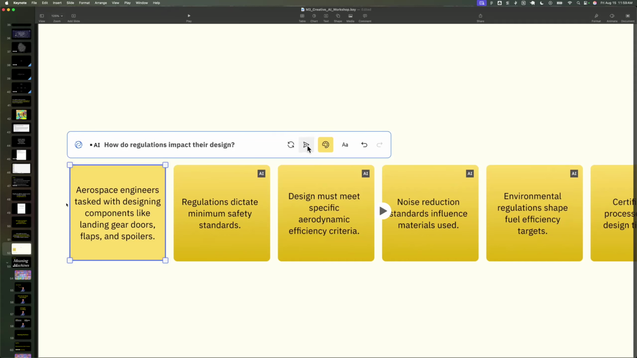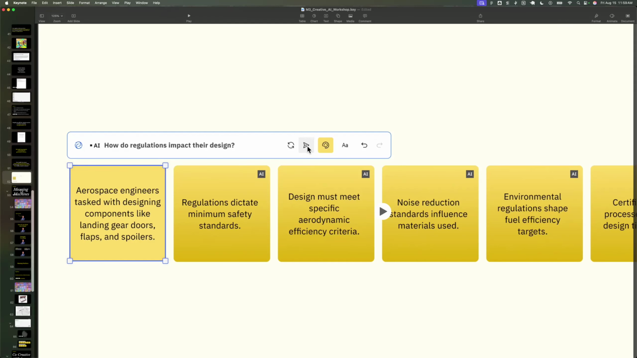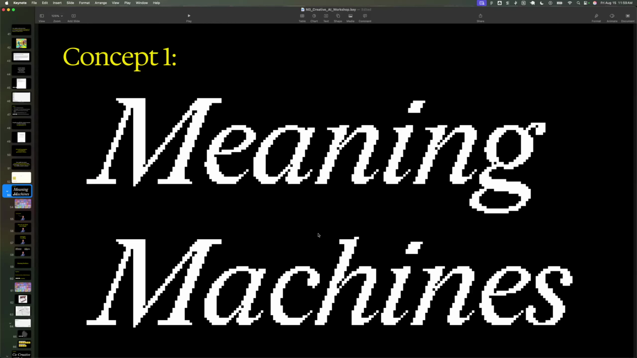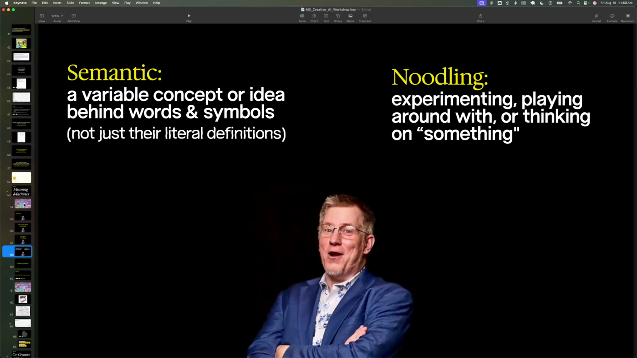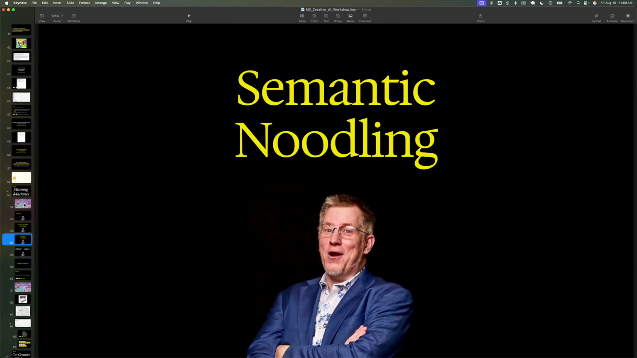Now, an old colleague of mine, Chris Nozzle, talked about these things as meaning machines. And I want to be clear that the difference between a meaning machine in this context and the idea that people are meaning machines is that a meaning machine is a specific tool. It's a group of signifiers randomized into a fixed grammar, read for new meaning. I like to give tarot as the example. And this is a means of semantic noodling, or just thinking about a concept or an idea behind words and symbols, in playing with those ideas and concepts represented through words and symbols.